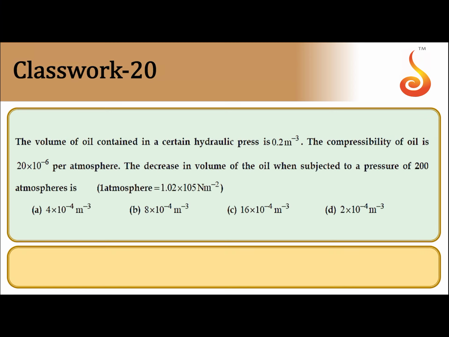20. The volume of oil contained in a certain hydraulic press is 0.2 meter cube. The compressibility of oil is 20 into 10 to the power of minus 6 per atmosphere. The decrease in volume of the oil when subjected to a pressure of 200 atmosphere is, okay. So here the change in volume is equal to change in pressure and V divided by bulk modulus. That is delta P into V into compressibility, which is represented by C. So the decrease in volume.